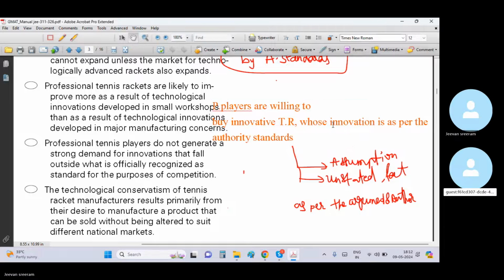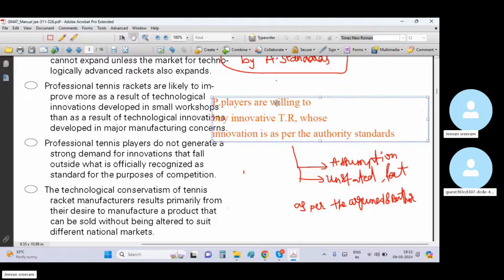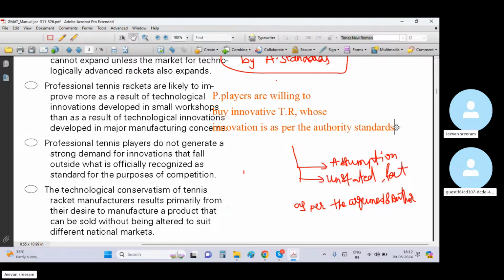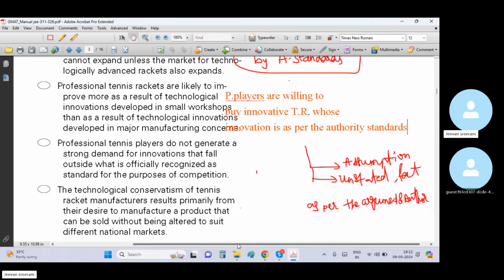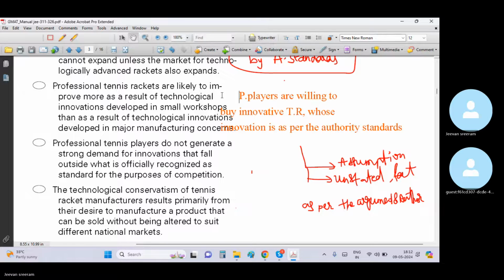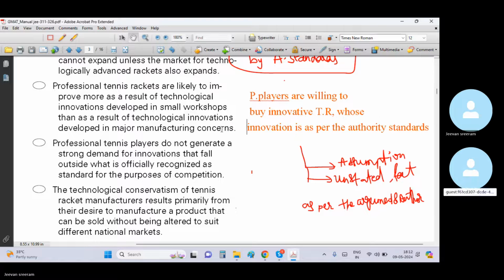Professional tennis rackets do not keep informed about technological conservatism of tennis racket manufacturers, who decide to manufacture products that generate a strong demand for innovations that focus on... This is the assumption, Madhu. Yes.